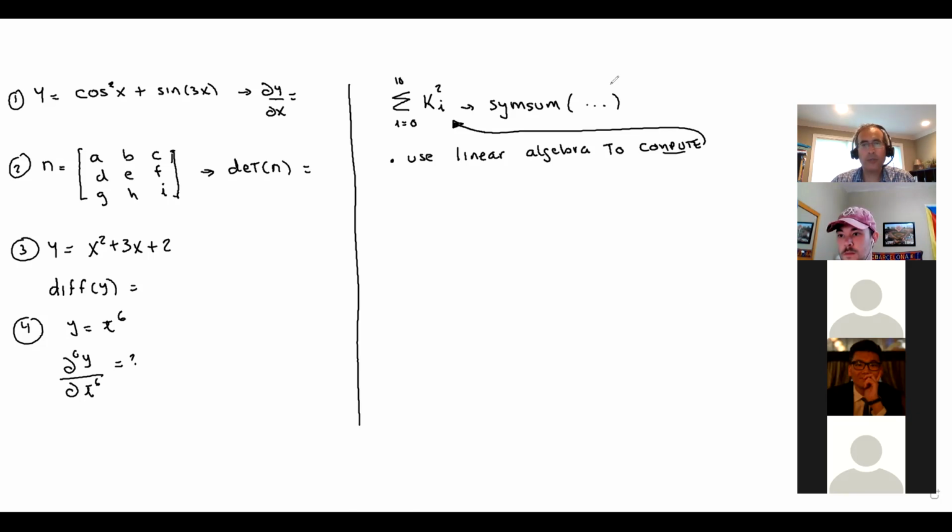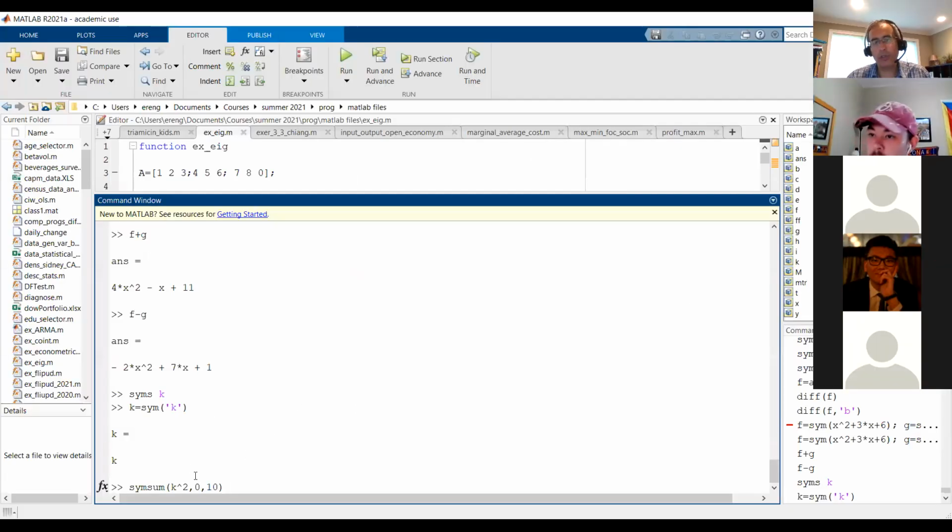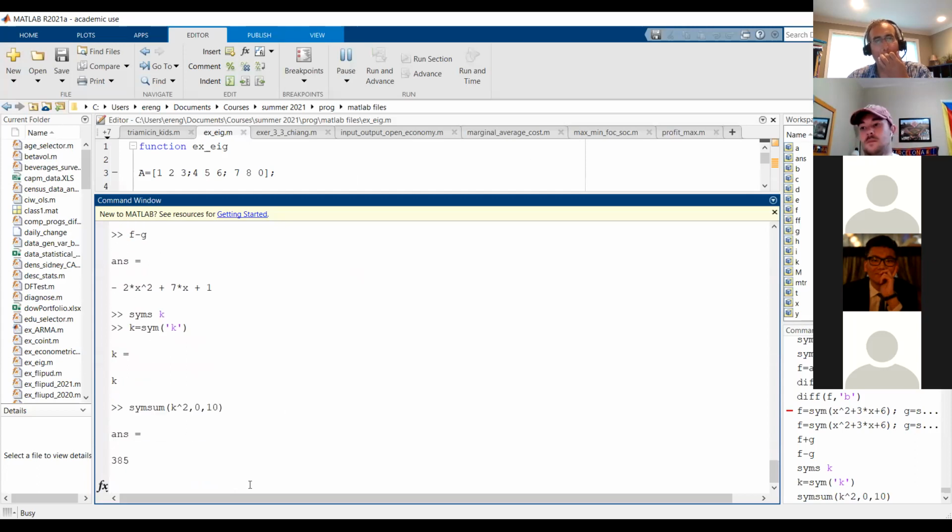So let's go to MATLAB. We have done this already, so this should be it. It's 385. If you do 0 squared plus 1 squared plus 2 squared up to 10 squared, you arrive at 385. So how can we do this using linear algebra, guys?